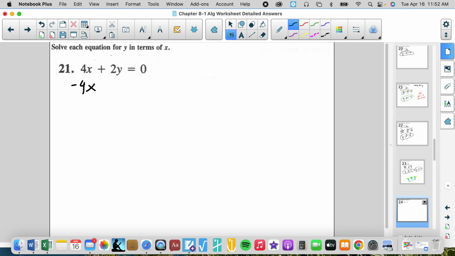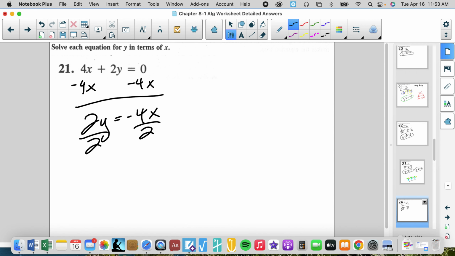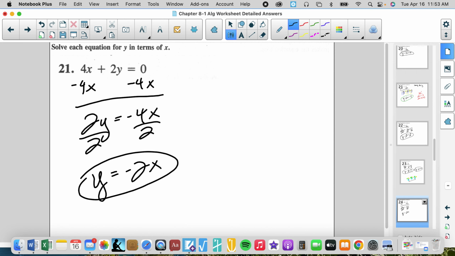Let's get rid of things being added and subtracted. You're left with 2y equals negative 4x. 2 is multiplying y, so the inverse of multiplying by 2 is dividing by 2. And we must simplify. You must always simplify. It baffles me how many students don't simplify fractions.